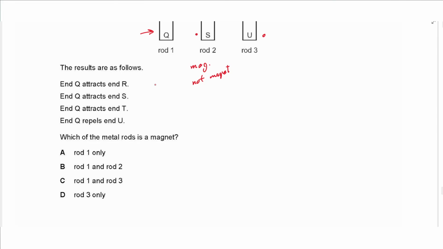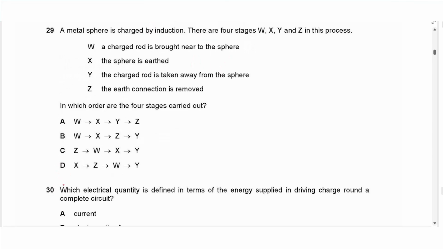So which of the metal rods is a magnet? We have rod 1 should be a magnet and rod 3 should be a magnet. So 1 and 3 only, so we choose C. Question 29 says a metal sphere is charged by induction. There are 4 stages W, X, Y, and Z in this process. W says a charged rod is brought near to the sphere. The sphere is earthed in X. The charged rod is taken away from the sphere in Y. The earth connection is removed in Z.